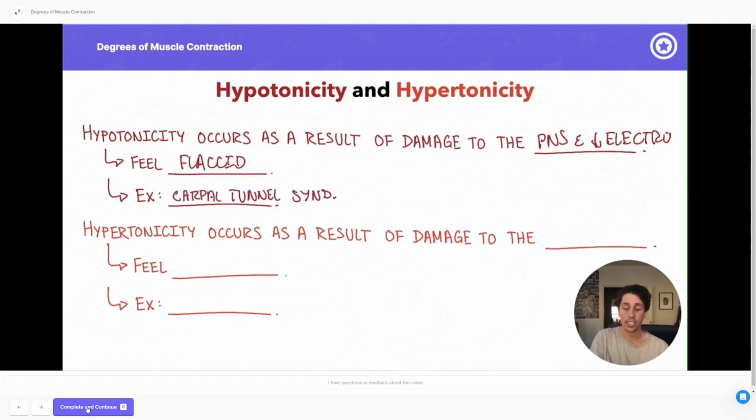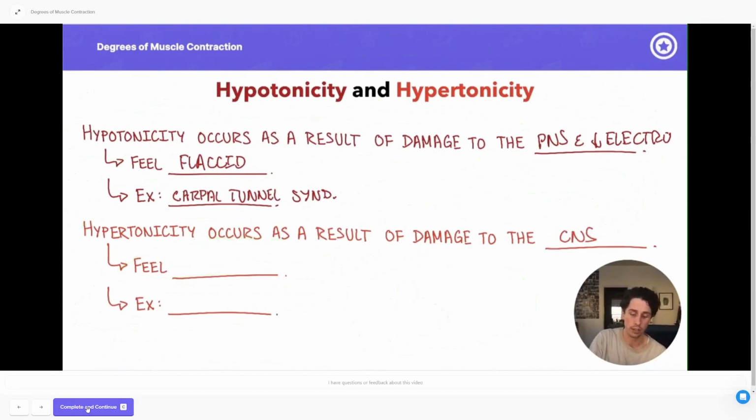Alrighty. So now let's go ahead and talk about hypertonicity. This is going to occur as a result of damage to the central nervous system. An example of when this might happen is with a stroke or something leading to this hypertonicity. When this happens, the muscles are going to feel very spastic and rigid.